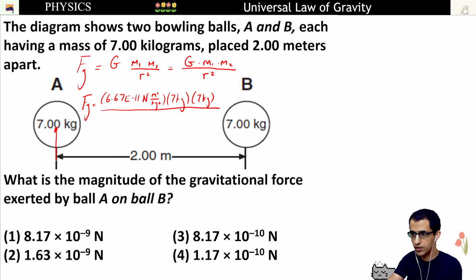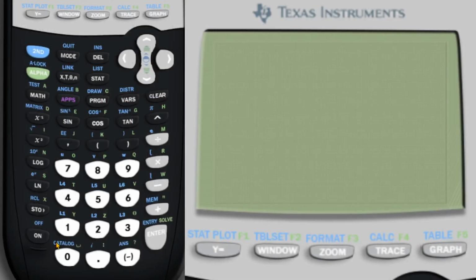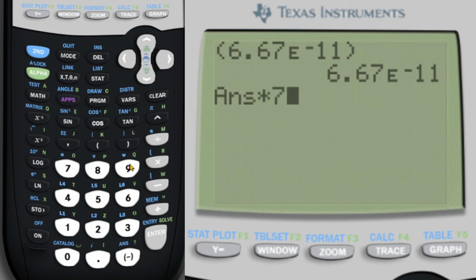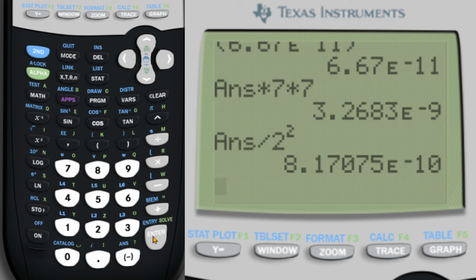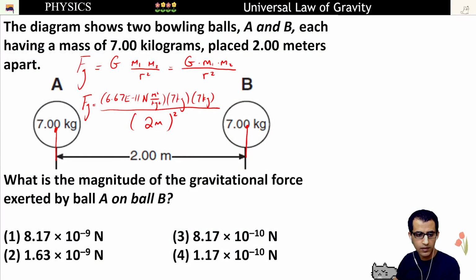So here's the center of the first bowling ball, the center of the second bowling ball. And so the distance between them is just 2 meters. We square that number. So let's plug this into our calculator. We have our universal constant, 6.67 times 10 to the negative 11, and then multiplied by 7 for the first mass and 7 for the second mass. And then we divide by 2 squared. And the answer should be 8.17 times 10 to the negative 10. And that's going to be this answer, number 3.